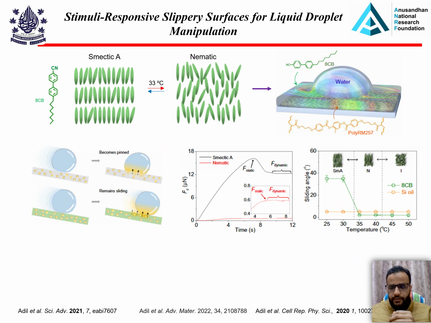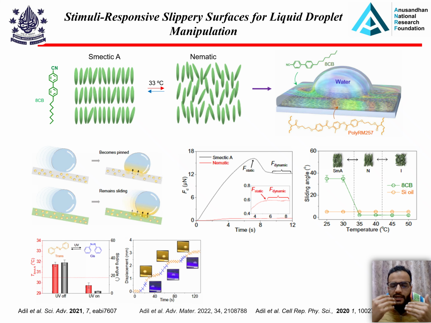As we can see here, when we infuse the porous texture with silicone oil, which is not a stimuli responsive oil, the silicone oil behaves the same irrespective of the temperature. But in the case of liquid crystalline infused surfaces, at lower temperature the sliding angle of the water droplet is very high, whereas at high temperature the sliding angle is similar to that of the silicone oil. In addition, we can also make the surface a UV responsive slippery surface, where we infuse some UV responsive materials, as we have demonstrated here: in presence of UV the liquid droplet can move, while when we turn off the UV the liquid droplet doesn't move.